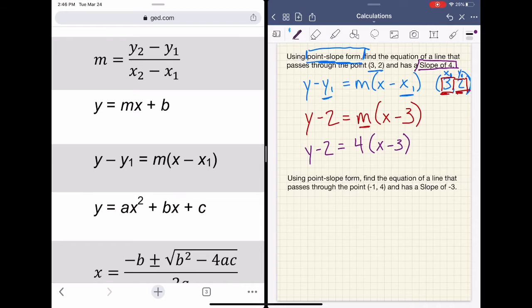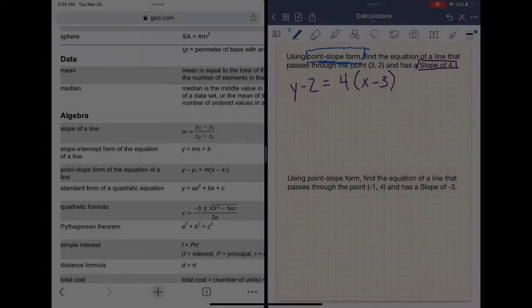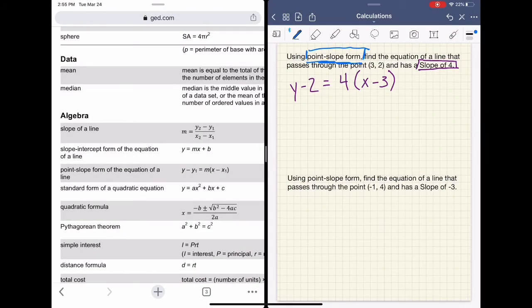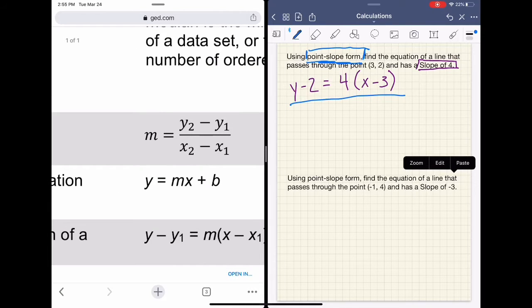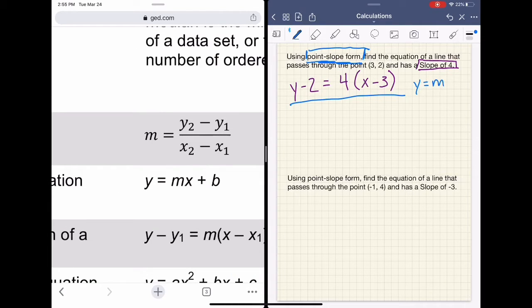Okay, so we have already answered the question because it says using point slope form, find an equation of a line that passes through this point and has this slope. This is in point slope form. So we're done with this problem. Now what if we wanted to take our equation, which is currently in point slope form, and put it into y-intercept form? So y-intercept, we know from looking at our formula sheet over here, is y equals mx plus b.